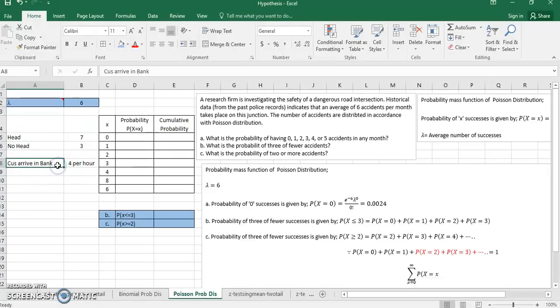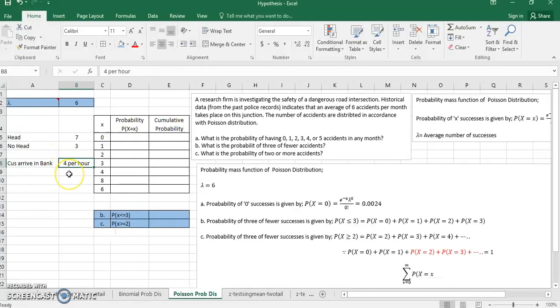But if I take up an example of customers arriving in a bank, and let us suppose by looking at some historical data, I came to know that 4 customers arrive at the bank per hour. In that case, I am not able to calculate how many customers do not arrive in the bank per hour. That means I can only understand the average number of times an event is appearing, but I cannot calculate how many times this event could have not appeared. So in those cases, the Poisson probability distribution is applied. This is also known as a limiting case of binomial probability distribution.